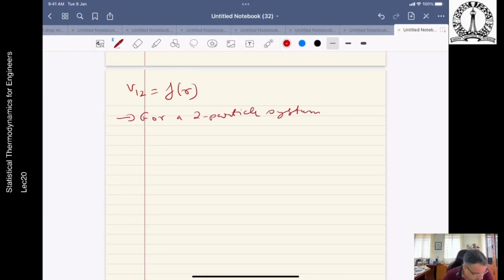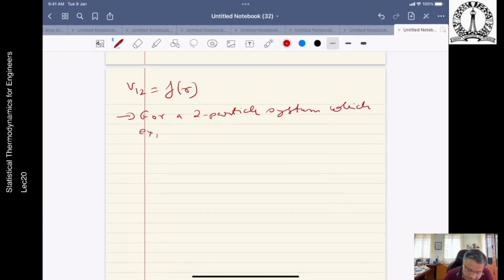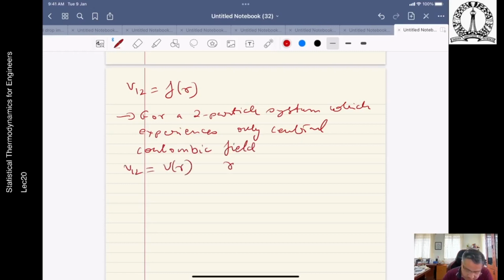which experiences only the central Coulombic field. Okay, so V12, as we said, can be written as V(R). R is basically R2 minus R1.